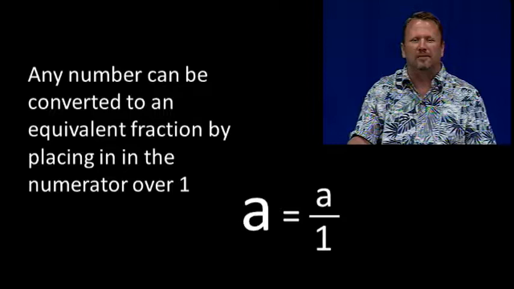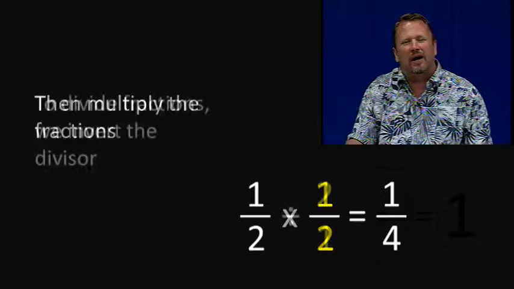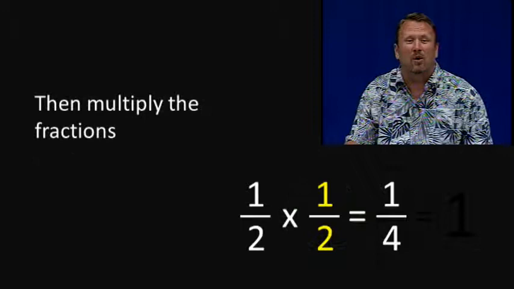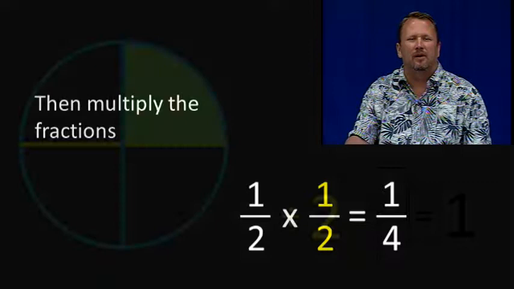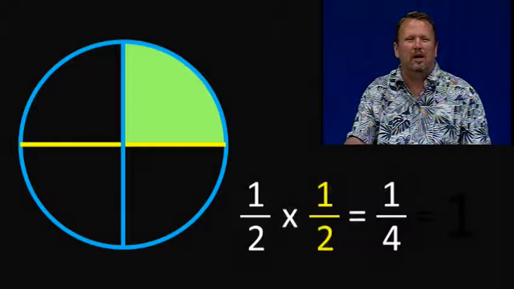Well, if we switch the numerator with the denominator, we're inverting the fraction. We're turning the fraction over. And so if we divide by 2 over 1, if we turn that fraction over, it's the same thing as multiplying by 1/2. So notice 1/2 divided by 2 is the same thing as 1/2 divided by 2 over 1, which is the same thing as multiplying by 1/2. Remember, 1/2 times 1/2 is equal to 1/4.